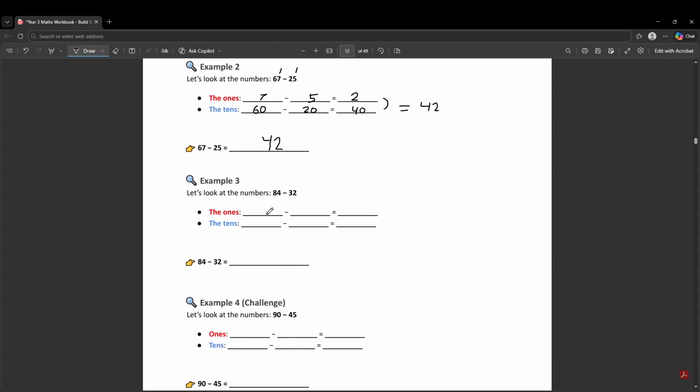Let's have a look at another example. We'll take the 1's together again, so 4 and 2, which will give us 2, and then the 10's, 80 and 30, which gets us 50. So adding these two together, we'll get 52.